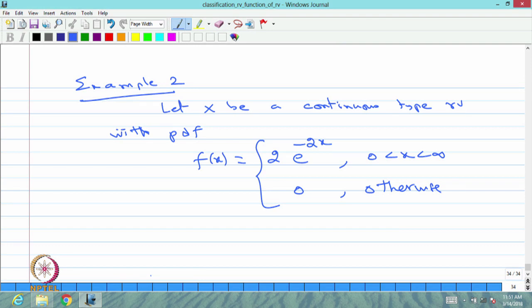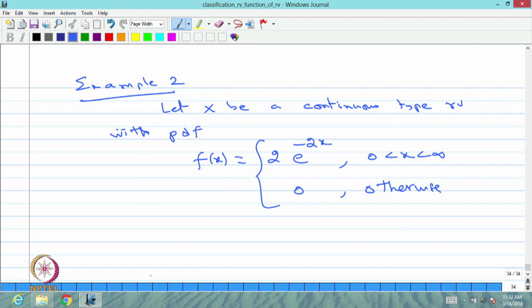You can verify whether this is a probability density function or not. If you integrate, you will get the value 1 over the interval 0 to infinity, because from minus infinity to 0 it is 0, and it is a positive function. Therefore it is going to be a probability density function. Since the possible values of x are from 0 to infinity, you don't need to check whether this is going to be a finite quantity in the absolute sense.